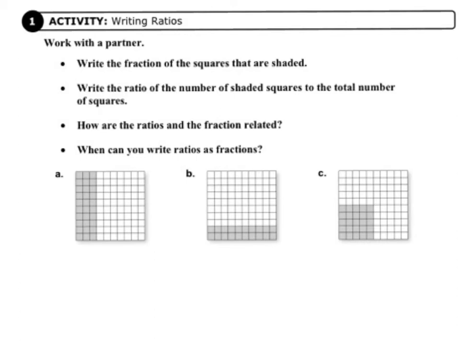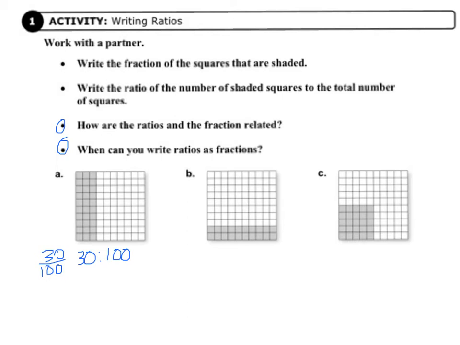So let's start with letter A. There are 100 total squares, and 30 of them are shaded, so the fraction is 30 100ths that are shaded. And then to write it as a ratio, it would be 30 to 100. We'll deal with the last two questions when we're done with letter B.